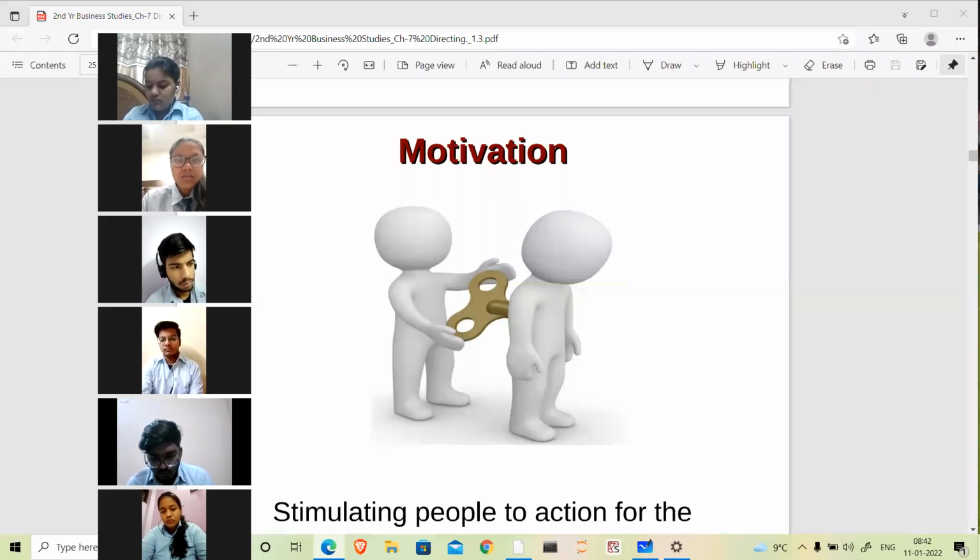Yes, encouraging, encouragement. Very good, Nilima and Harshita. Very good. Yes, Khushi. Any other word, any other synonym which you can use for motivation instead of encouragement? Any other word?